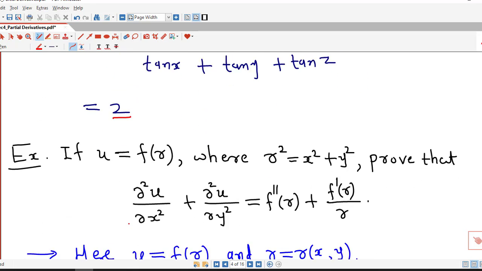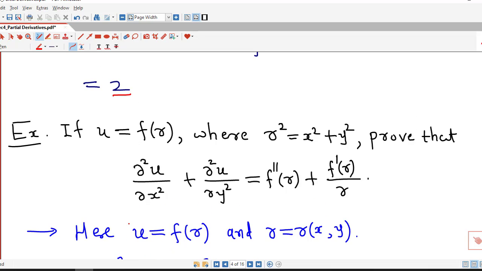So we consider one more example. It is given that u is a function of r, where r is given by this formula: r square equal to x square plus y square. That is, u is a function of r and r is a function of two variables x and y. So we have to prove that del square u by del x square plus del square u by del y square equal to f double dash r plus f dash r divided by r.